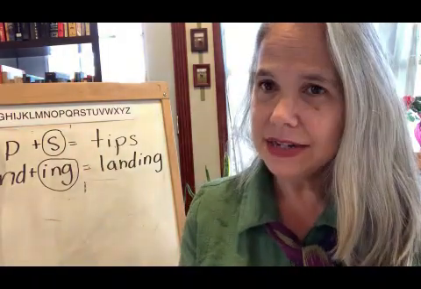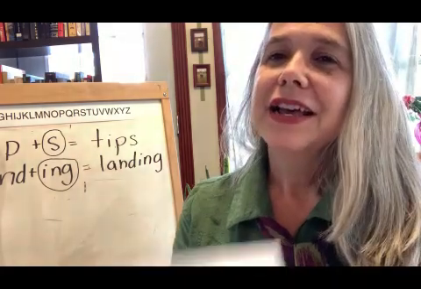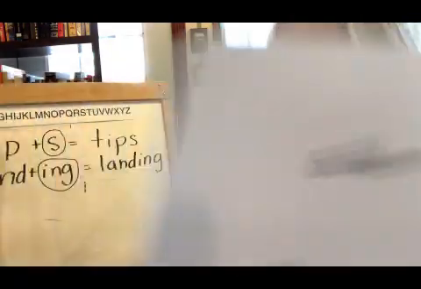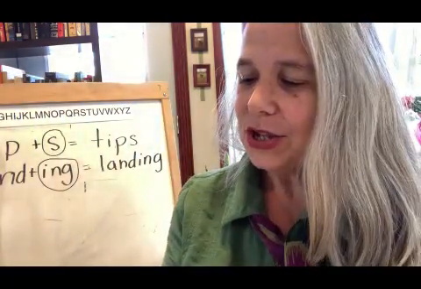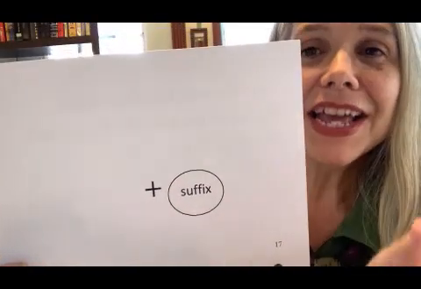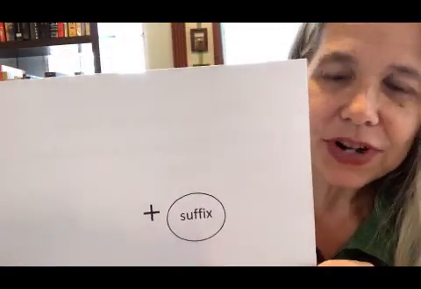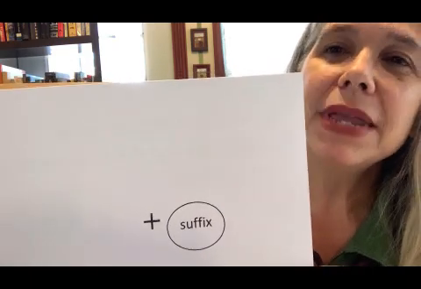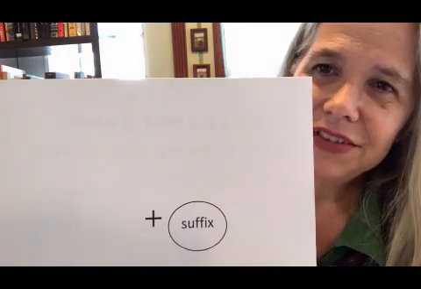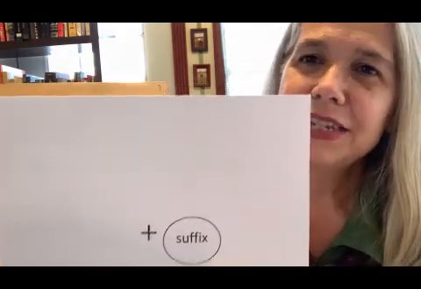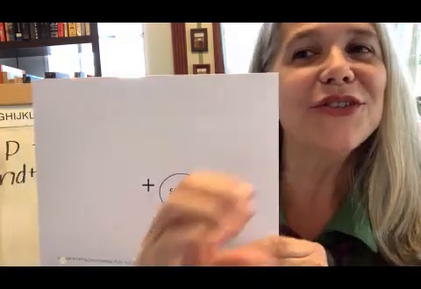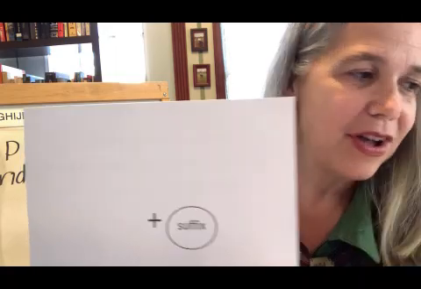Let's review some concepts we have learned. A base word is a complete English word. We also learned about suffixes. A suffix is a letter or letters added to the end of a base word. A suffix can change the meaning or the usage of the base word, and we always circle suffixes. There are two types of suffixes. There's vowel suffixes because they start with vowels, and there's consonant suffixes because they start with consonants.